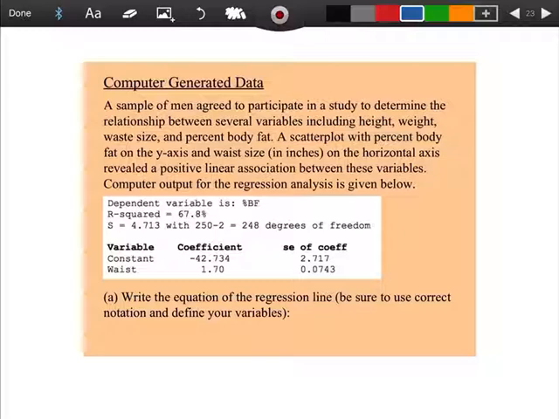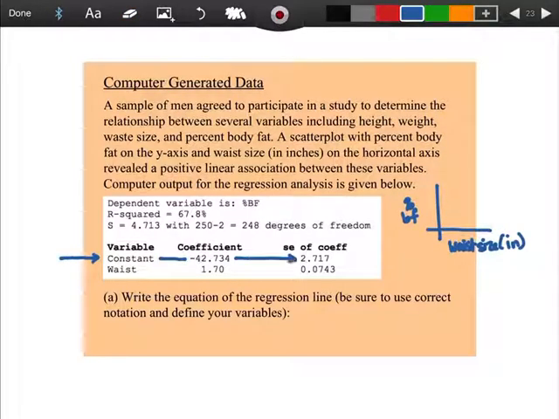Now, depending on what stat program you use, whether it's SAS or R or JMP, any of the programs that we use for computers are going to have slightly different outputs. This is another example of a computer output. This example is based on a scatter plot where percent of body fat was our y variable and our x variable was waist size in inches.